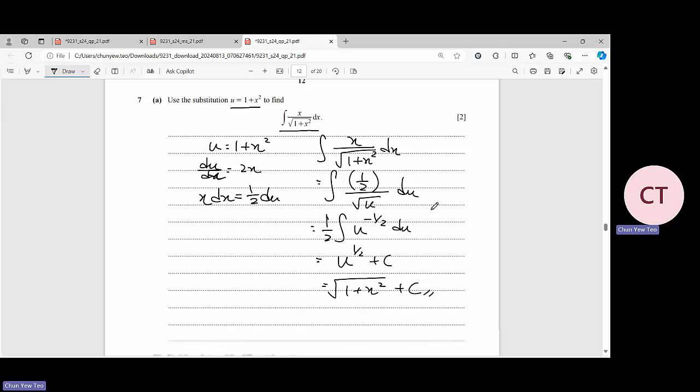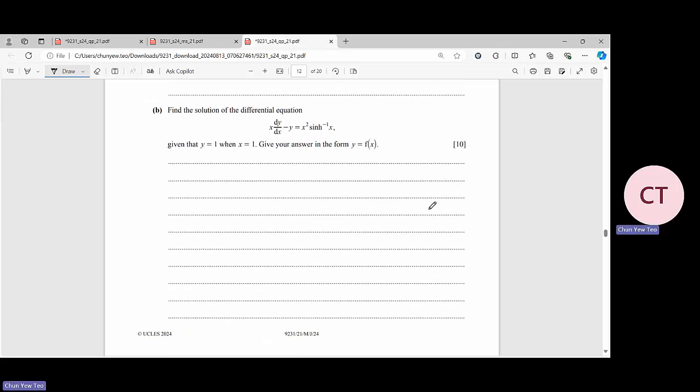Then number 7b. Find the solution of the differential equation over here. This is a first order differential equation. They want you to find the particular solution, in the form of y equals f(x). So what you need to do is, at first, divide the equation by x, and you get this. From here you can see that this is a linear differential equation.